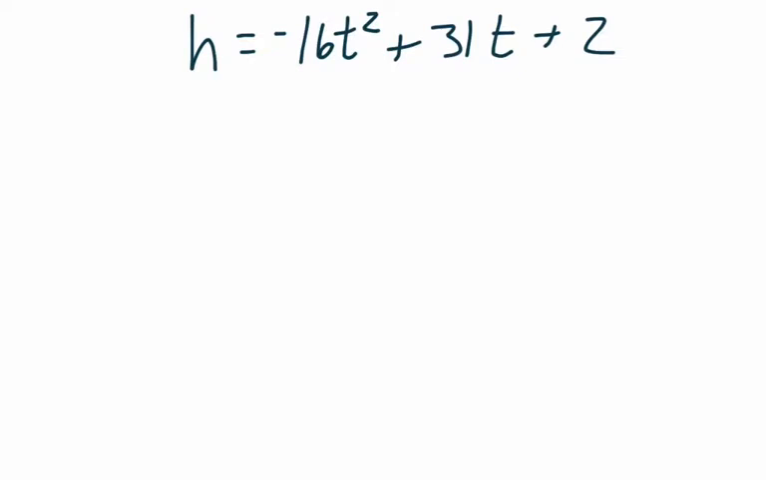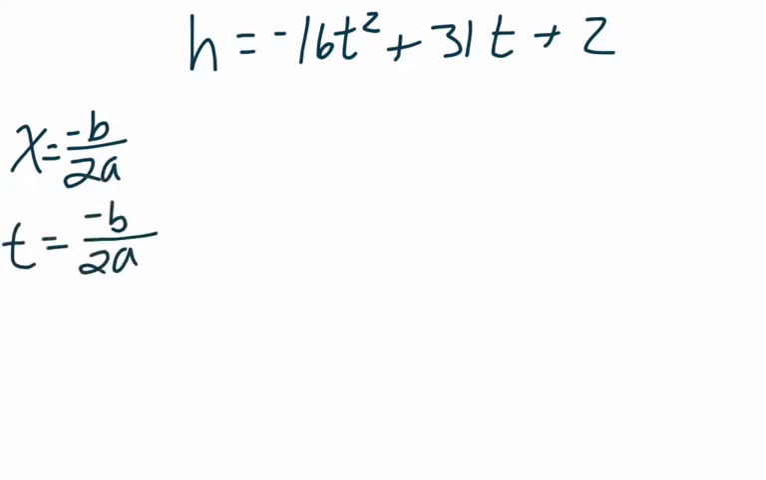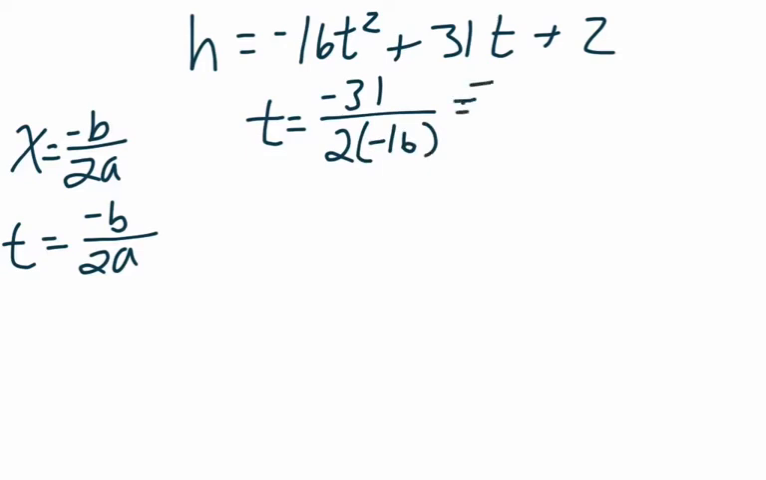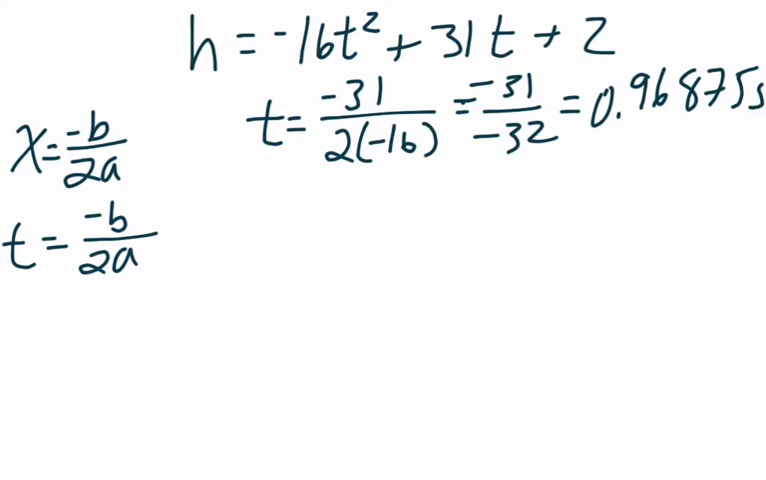Here's our formula, and remember the x coordinate is the opposite of b over 2a, but we're using t here, so the t, or the time when it hits the maximum height, we're going to find by doing the opposite of b over 2a. So in this case, the opposite of 31 is negative 31 over 2 times a, which is negative 16. So this is negative 31 over negative 32. I'm going to go ahead and divide that on my calculator, and I get 0.96875 seconds.